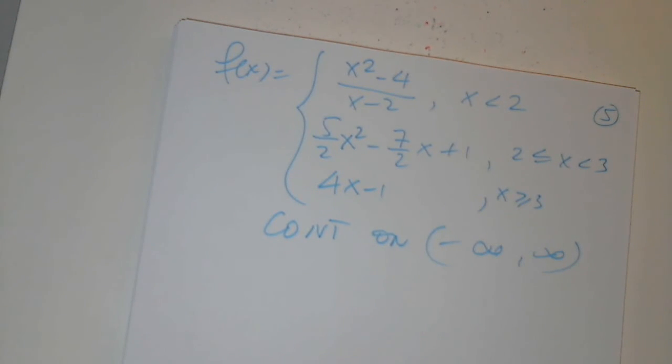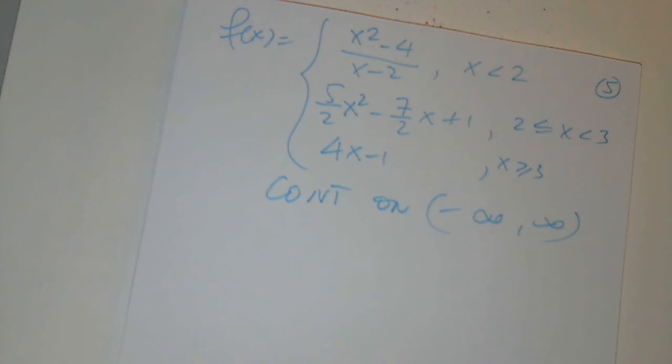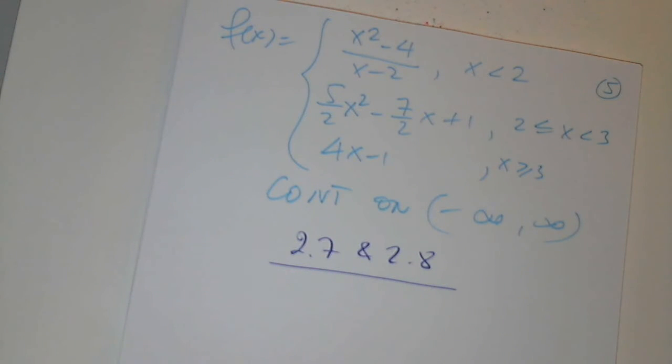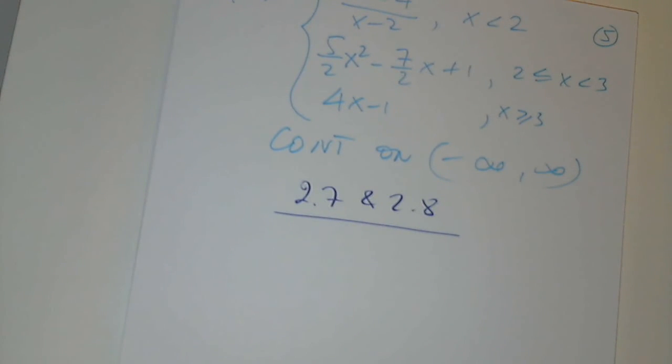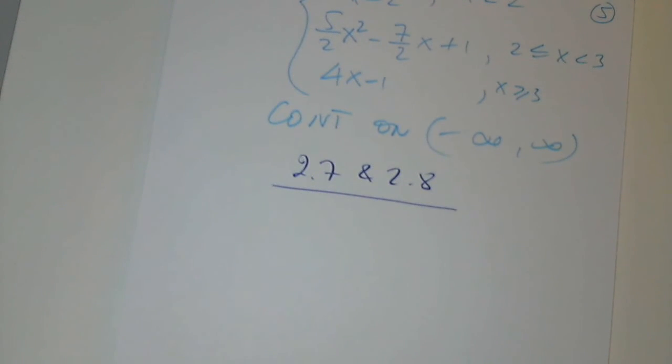Anything else? Okay, 2.7 and 2.8 are the last sections of this chapter, so we can start reviewing it now. I don't want to put the title just yet. We're going to talk about it, and I'll come back and put the title in.